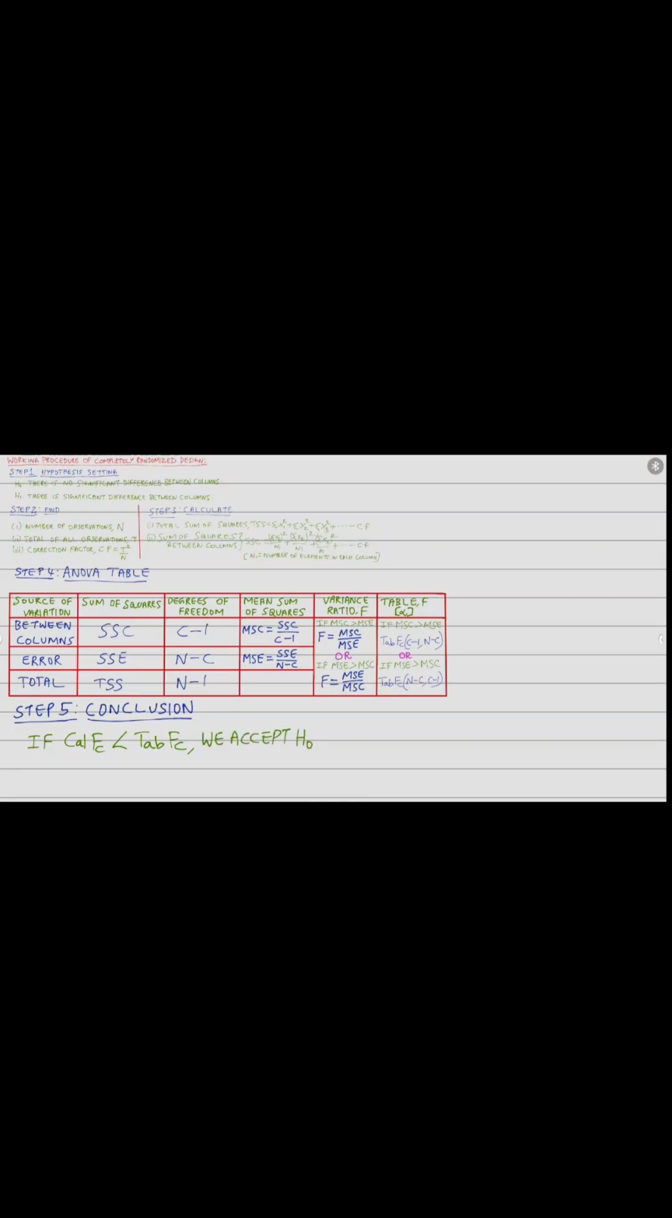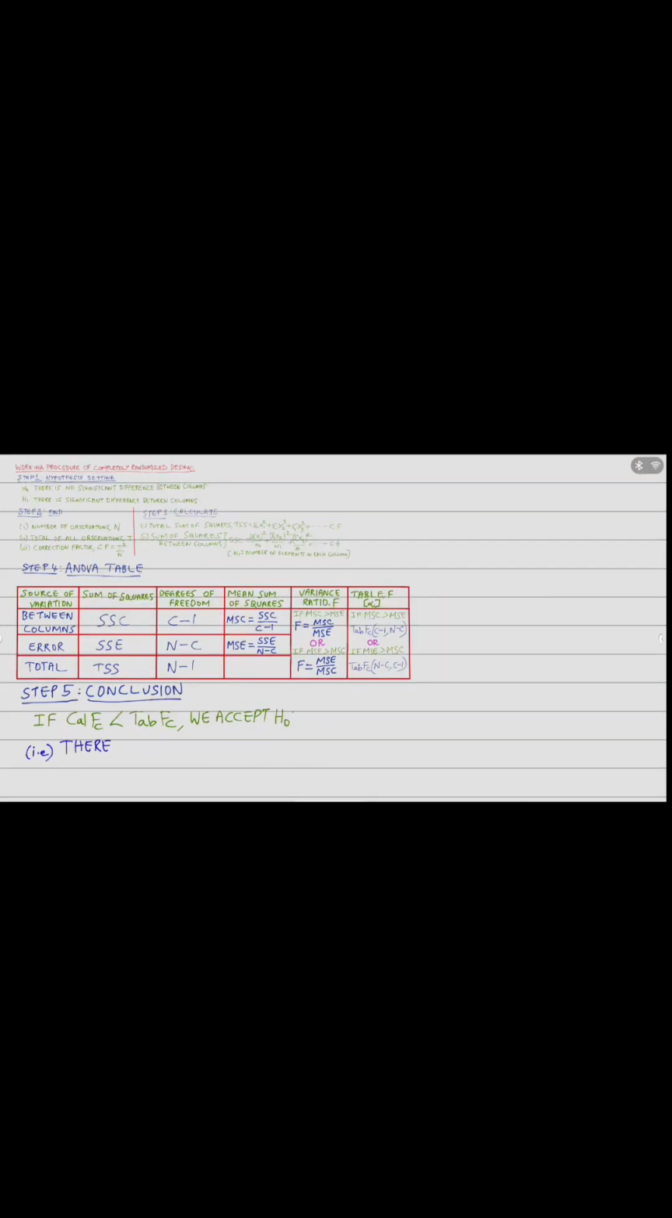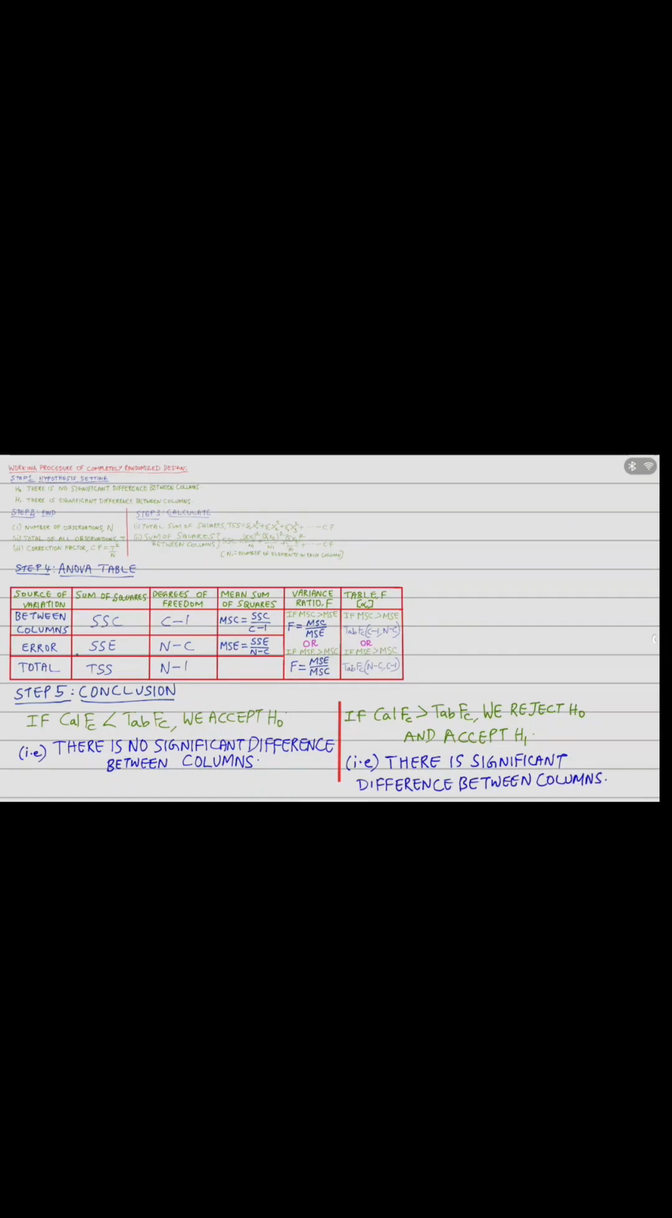In step 5, we write the conclusions. If the calculated value of F is less than the table value of F, we accept H0. That is, there is no significant difference between columns. Otherwise, if the calculated value of F is greater than the table value of F, we reject H0 and accept H1. That is, there is significant difference between columns. This is the working procedure for completely randomized design. In this way, we solve problems on CRD or one-way classification.